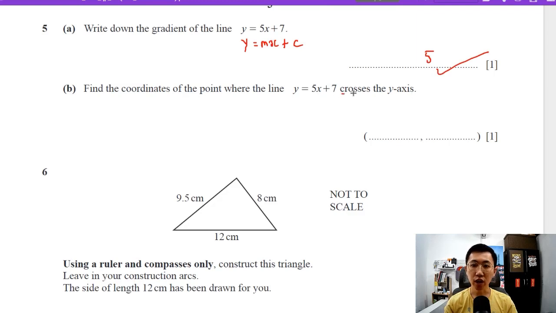So B, find the coordinates of the point where the line y equals to 5x plus 7 crosses the y-axis. So highlight this keyword. This is actually trying to tell you x equals to 0. So you substitute x equals to 0, and let us do that right now. So this one 0, substitute, plus 7. You will get y equals to 7, right? So your coordinate is going to be 0 and 7. That is actually the coordinate.